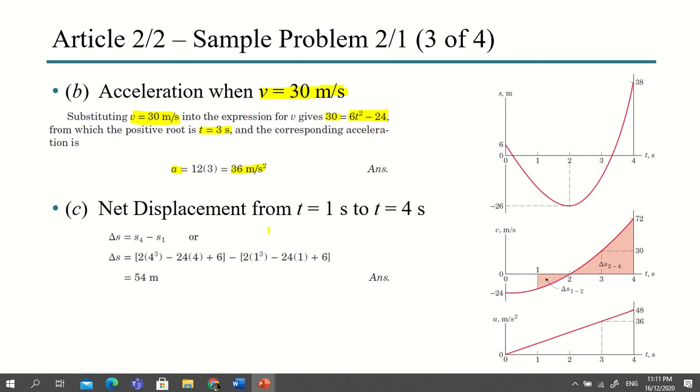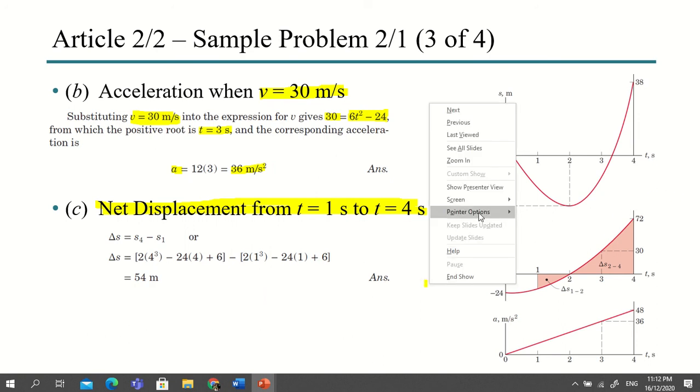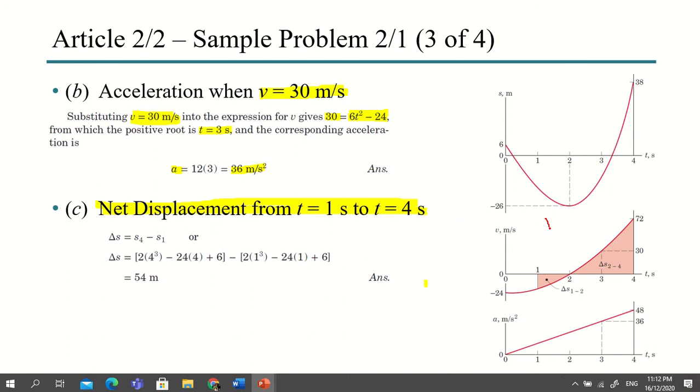Lastly, we have the net displacement from t equal to 1 second to t equal to 4 seconds. Remember, as mentioned earlier and with the previous problem, that the net displacement can be calculated through the v-t curve, by calculating the area, which represents our displacement. In this case, we have here the v-t curve, and we calculate the displacement using this curve.